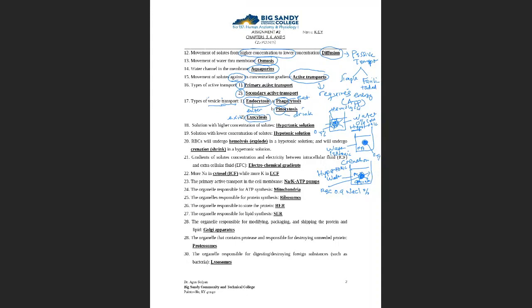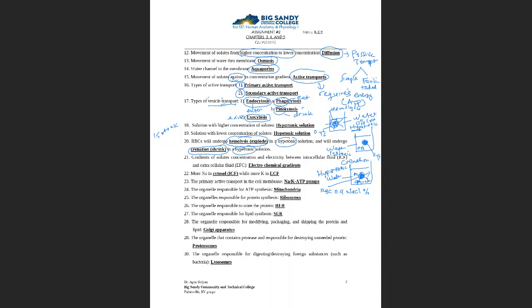Okay, now number 18. Solution with higher concentration is called hypertonic. Solution with lower concentration is called hypotonic. If it is similar concentration, it's called isotonic. So I may put isotonic over here. Similar concentration. Now, if we put the red blood cells in hypotonic solution, it will break down. It's called hemolysis, explode. If we put the red blood cell in the hypertonic solution, then the red blood cell will shrink. It's called crenation.